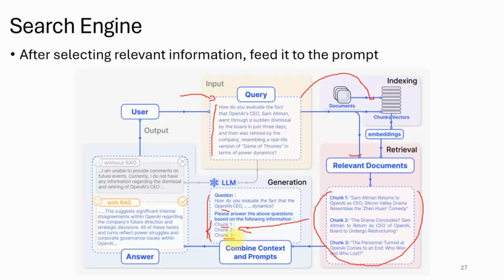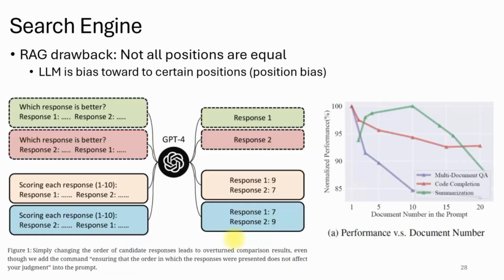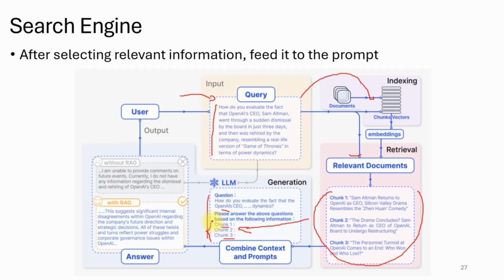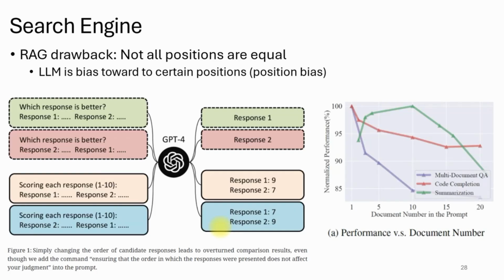Okay, so shall we keep going? Yes, please. So now it comes to the drawbacks of RAG. The first drawback is that not all positions are equal. What does that mean? Like I said, when I place chunks here, chunk 1 is usually the highest matching, chunk 2 is the second highest matching, and chunk 3 is the third highest matching. But what happens if the correct answer is chunk 3 or chunk 4 or chunk 5? We cannot guarantee that chunk 1 will always be the highest matching. So that is one RAG drawback: not all positions are equal.